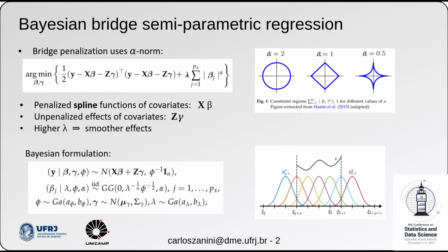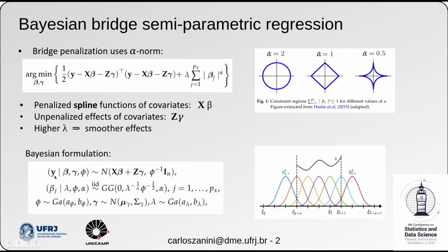The penalization is taken as a bridge penalization, which includes the alpha parameter. And for different choices of alpha, we have different types of penalization. For example, when alpha is equal to 2, we have the ridge, or we have the lasso when alpha is equal to 1, or we can even have non-convex penalizations when alpha is smaller than 1.